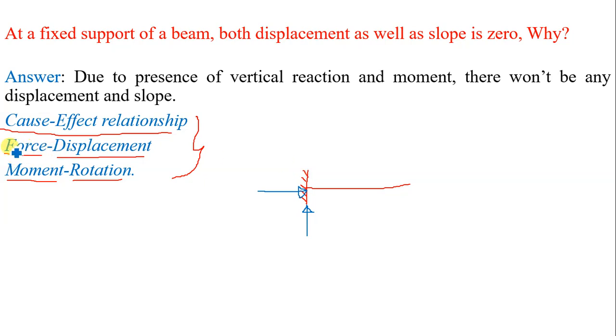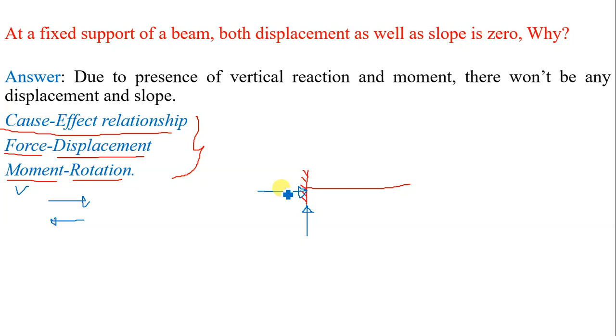So when we apply a force, we can avoid a displacement also. As force causes displacement, to avoid the displacement, we have to apply a force. In reverse order, it is true. If you want to avoid a rotation, you have to apply a moment. Or when you apply a moment, rotation is there. So in both directions, the cause effect relationship can be applied.